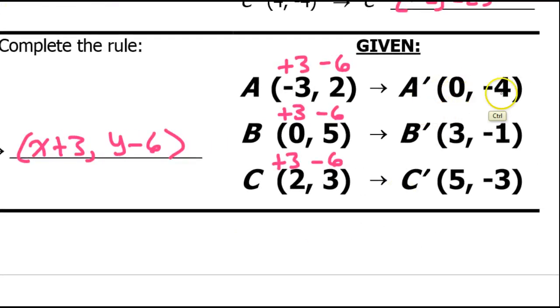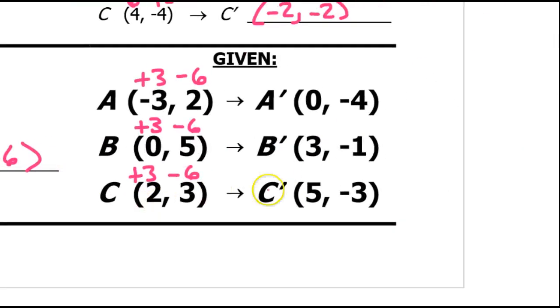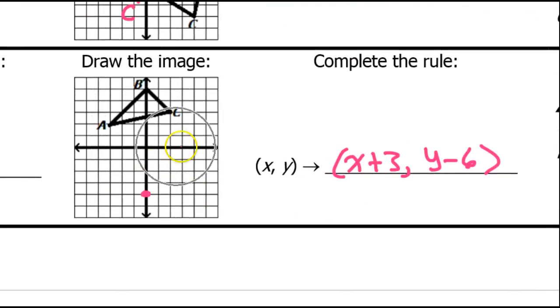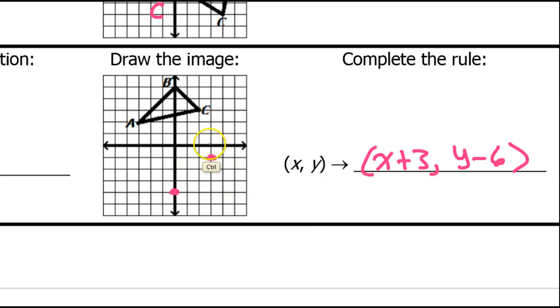Okay, well, they gave us the point, so 0, negative 4 would be right here. And 3, negative 1 would be right here. And 5, negative 3. Okay, 3, 4, 5, negative 3 would be right here. So here is A prime, B prime, and C prime. And so we went right 3 and down 6.